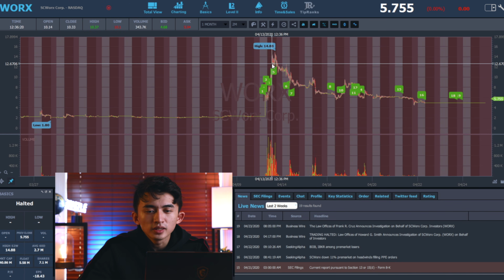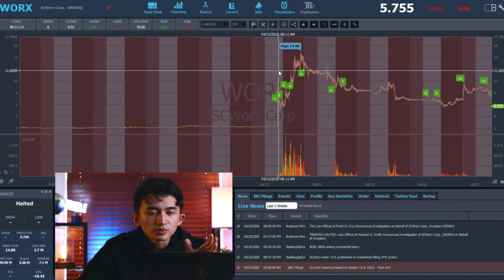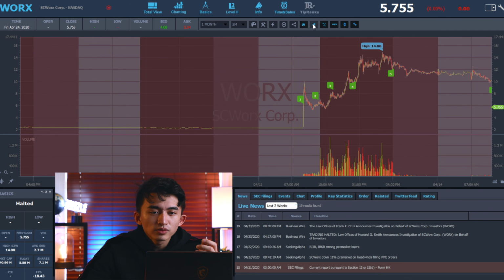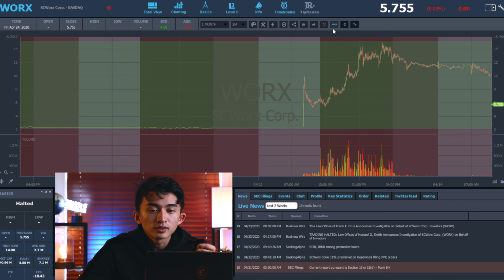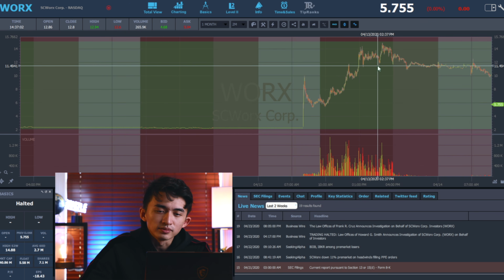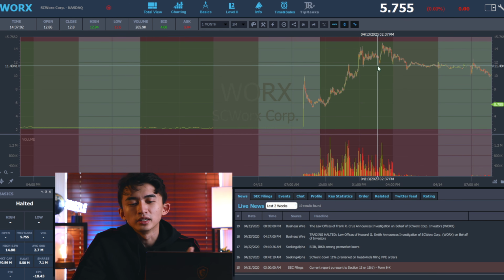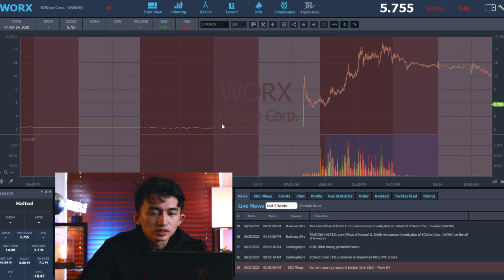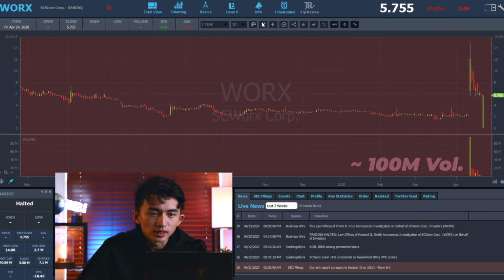Now this one is one of the special tickers that we had during the coronavirus hype. The stock went from almost 2 to 15. Now, 2 to 15 is generally kind of normal in this type of market, but the volume is definitely not normal, because on that specific day we traded almost 100 million volume.